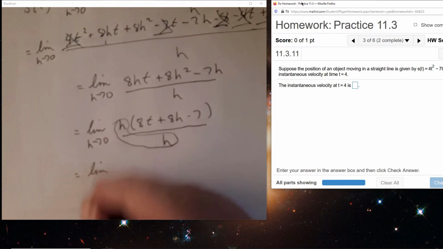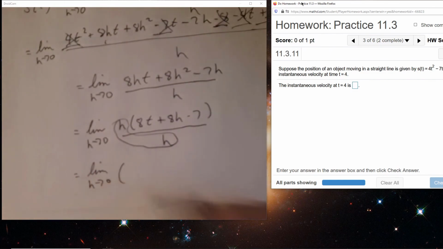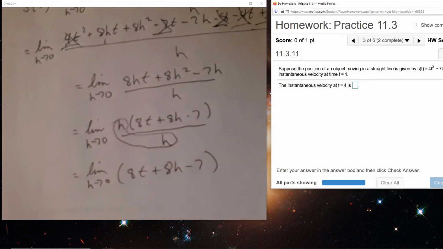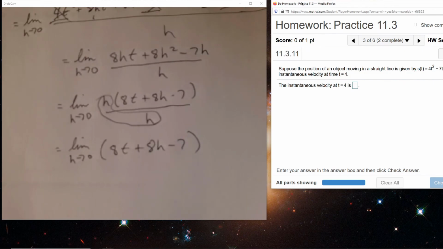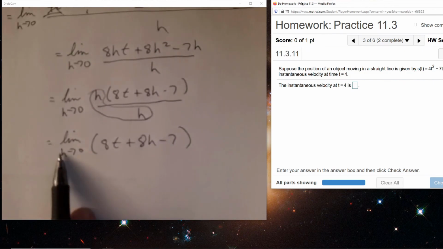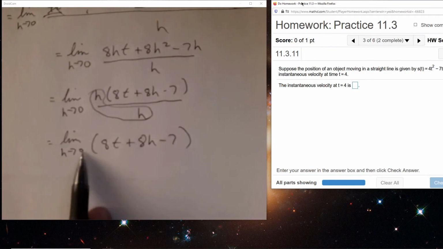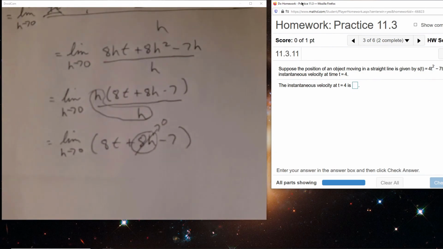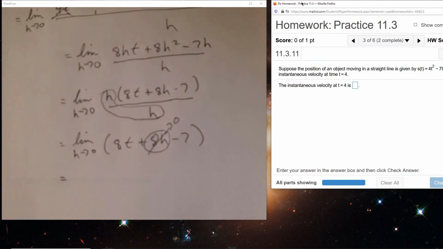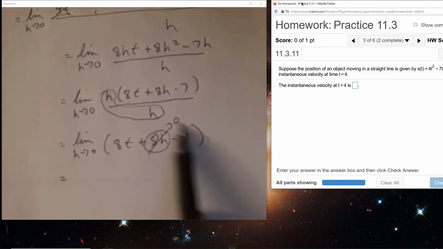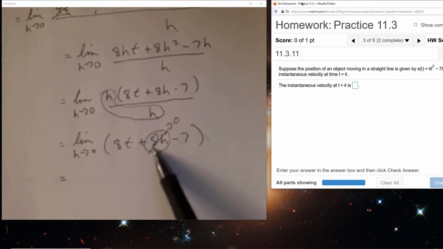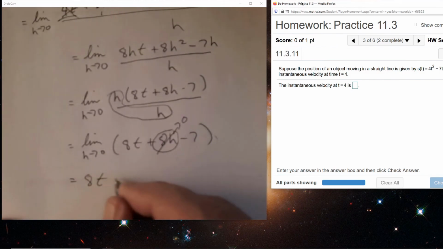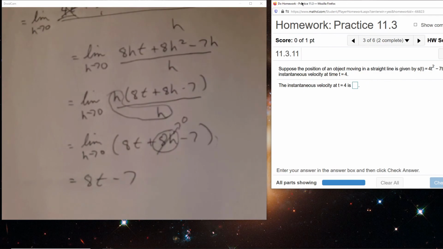And so we're left with the limit of 8t plus 8h minus 7. So as h gets forever closer to 0, this here is getting forever closer to 0. And so what is this forever approaching? As this gets forever closer to 0, this limit is approaching 8t minus 7.